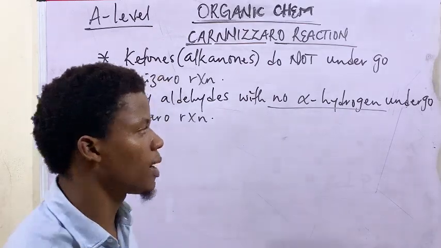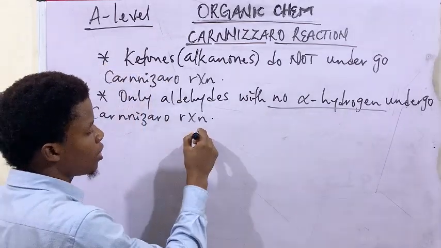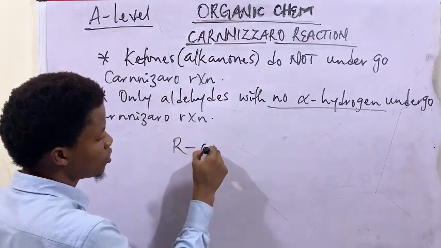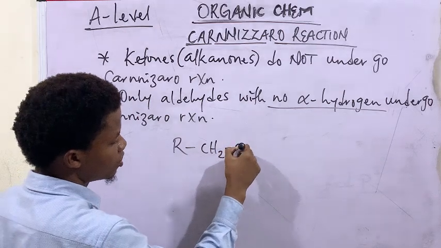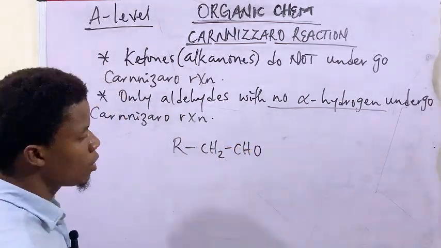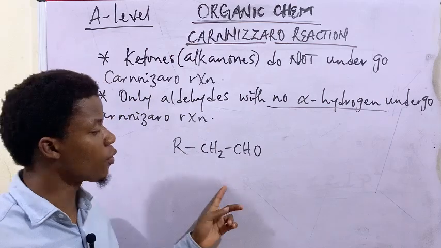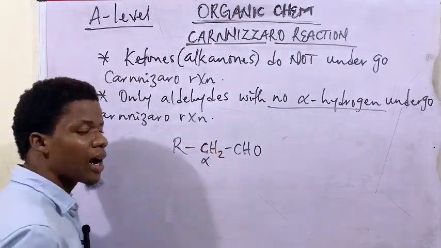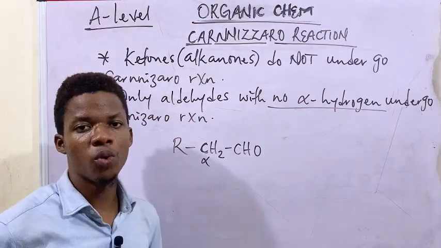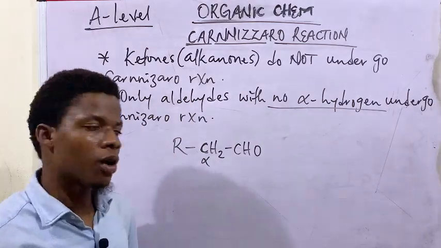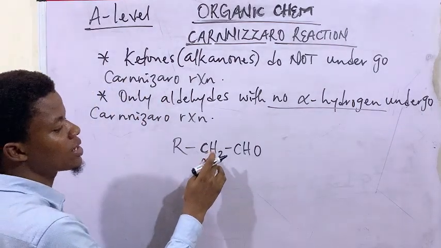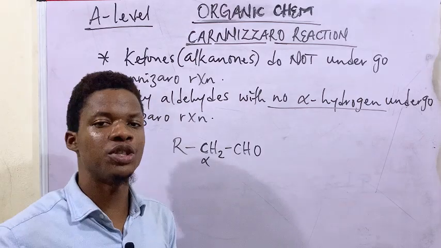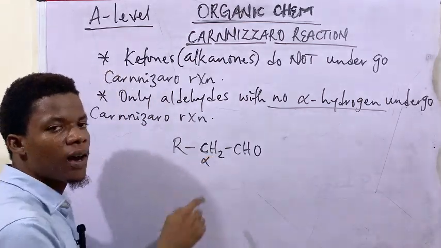When we're talking about alpha hydrogen, let's say we have CH3CH2CHO. Now the carbon before the CHO is the alpha carbon. So this alpha carbon has hydrogen. So this hydrogen is known as the alpha hydrogen.